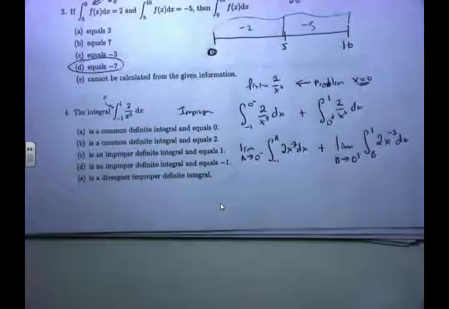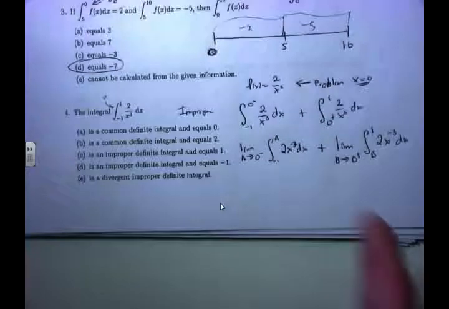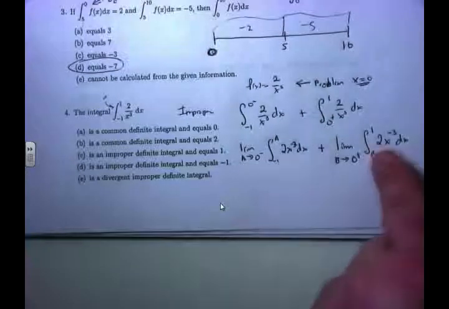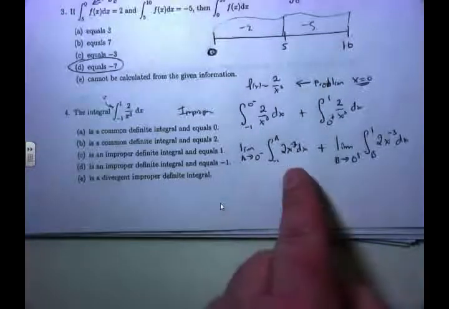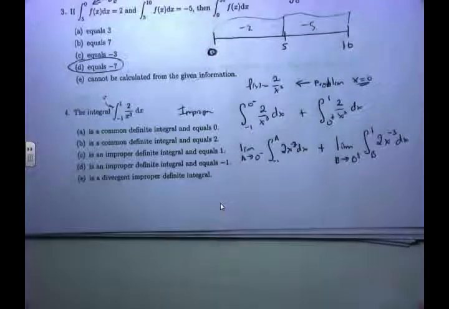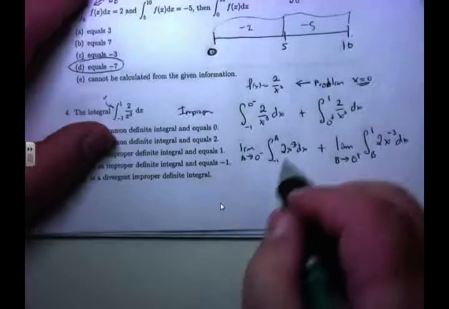Now remember, I've got two improper integrals here. When I integrate, if I get a number for one and a number for the other, I add them up to get the total number. But if just one of these guys blows off to infinity, I get an infinity answer, infinity or negative infinity, which means it's divergent, then the whole thing, I don't care what the other guy does, is going to be divergent. Remember our rules. So to be convergent, both parts have to converge to a number. So pick one that you want to integrate. I want to pick this guy here.